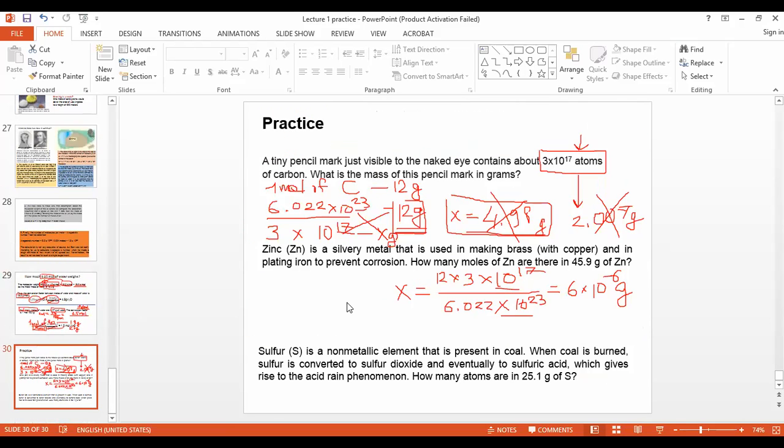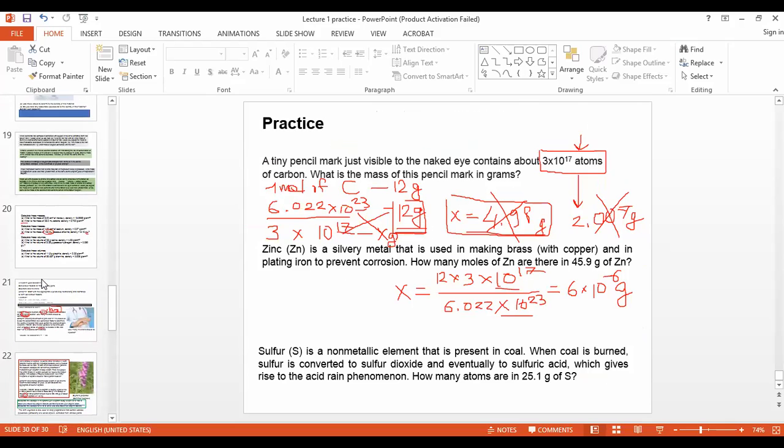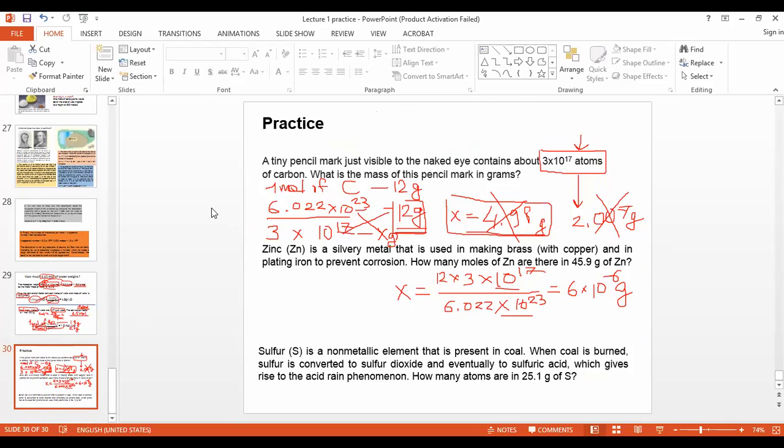Okay, so how to find molar masses? There's a periodic table. You can check the periodic table. You can find molar masses of everything you want, any chemical you want.